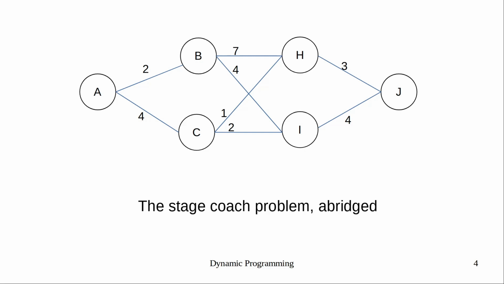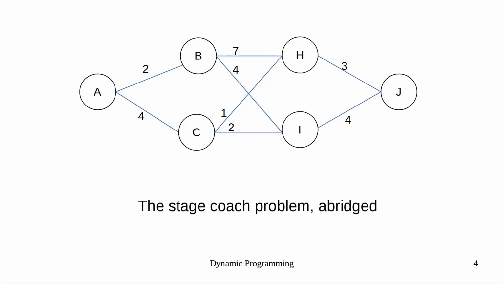Now, the stage one of his travel is, the first stage of the travel is he is at A. The stage 2 of his travel is that he is either in B or C. The stage 3 of his travel, he is either in H or I. And stage 4 of his travel is he is at J.